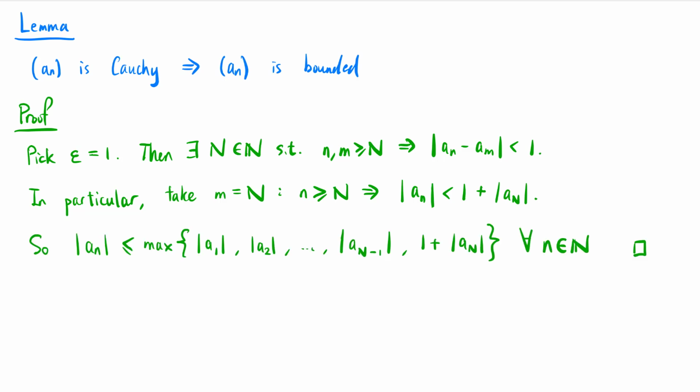So, the absolute value of an has to be less than or equal to the maximum of these values: the absolute value of a1, the absolute value of a2, up to the absolute value of a capital N minus 1, and also 1 plus the absolute value of a capital N. This has to be true for all natural numbers n, which completes the proof.